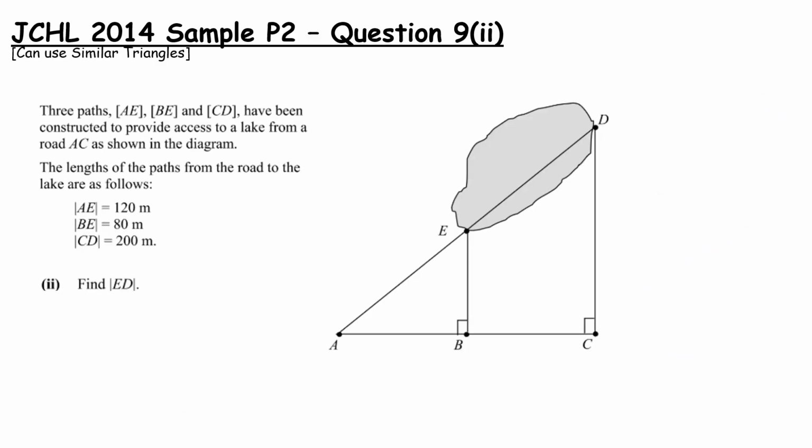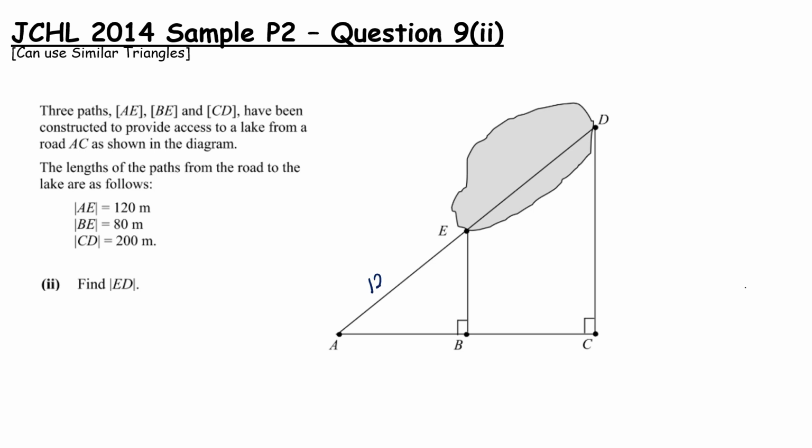Let's take a look now at question 9 part 2. This is from the Junior Certificate Higher Level 2014 sample paper 2. And again, similar triangles can be used. However, given the fact that we have ED, a portion of the side rather than a full side, ratio theorem is actually going to be easier to work with. First thing we're going to do is fill in this information that we're given.